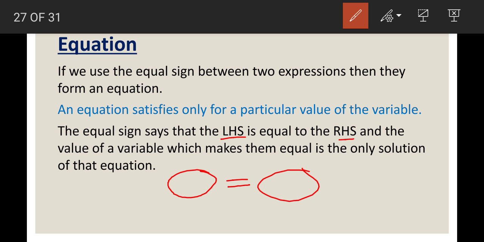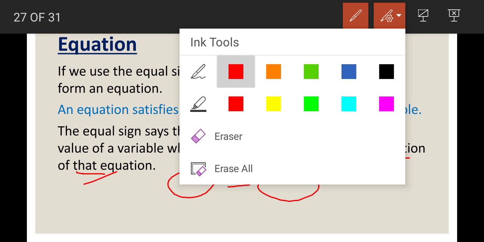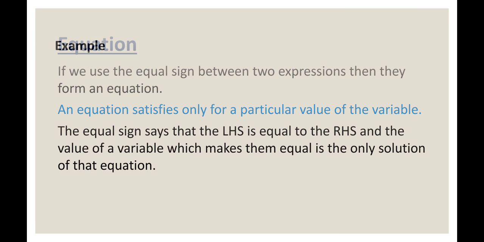And the value of the variable which makes them equal, whatever value we take for the variable that makes the two expressions equal, is the solution of the equation. Whatever value you take for the variable, if both sides are equal, then that is the solution of the equation. There is one particular value that satisfies the equation, and that is the solution. Clear? Now let's come to an example.